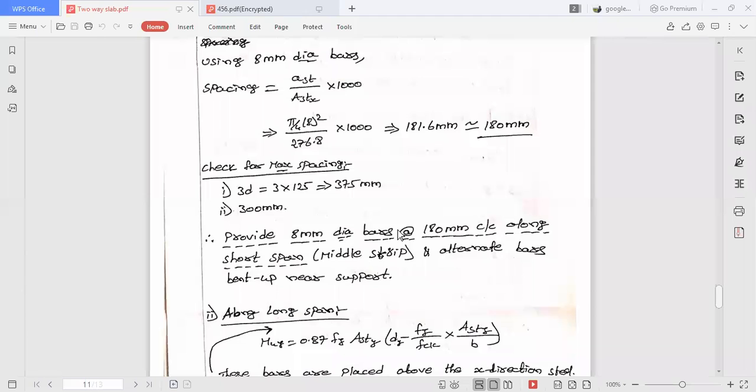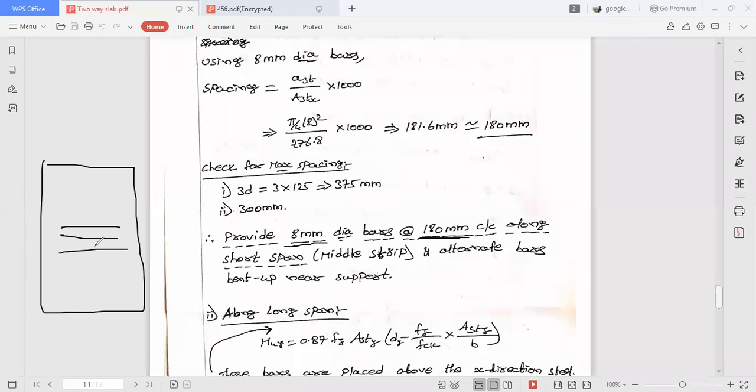That's why highlight this. So what we have done: provide 8 mm diameter bar at the rate of 180 mm center to center. Here very important thing is, in a slab along shorter direction we have to provide 8 mm bars at the rate of 180. Between one bar and the next there should be 180 mm center to center distance.